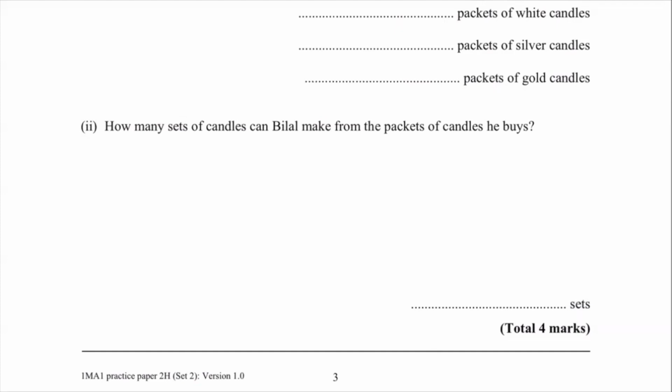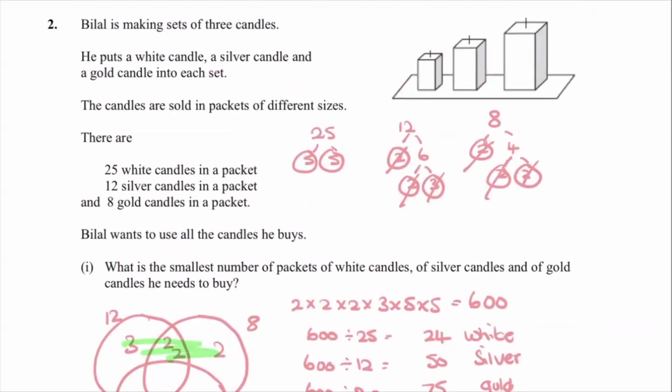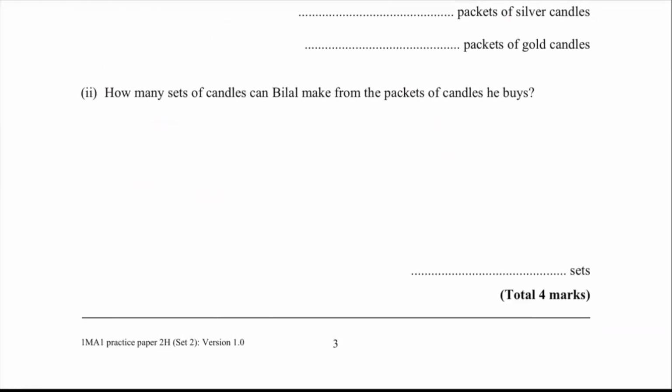We may need to go back up and just refer to what he's actually doing. In this part of the question, he puts a white candle, a silver candle, and a gold. So he's putting one of each in to make the set. If he's using one of each, means he can make 600.